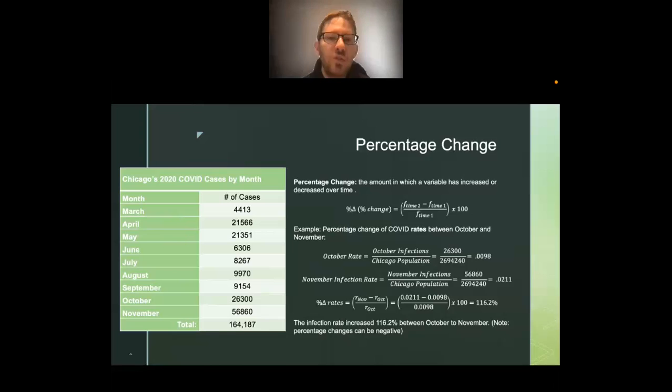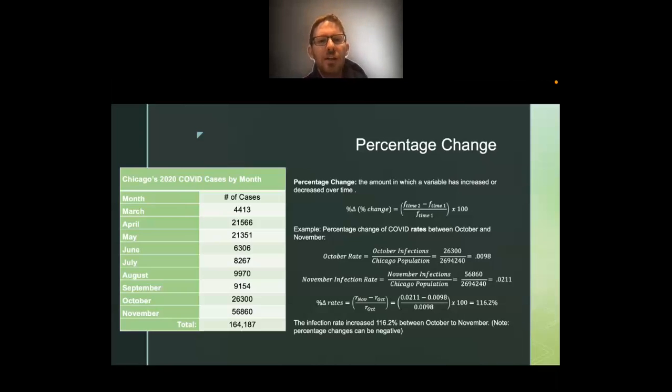And so what you do is you pick the time 2 that you're interested in, subtract time 1, and divide it by time 1. When I say time, it's the frequency at time 2, so you would take the number of cases for that time minus the number of cases for time 1, divided by the number of cases for time 1.